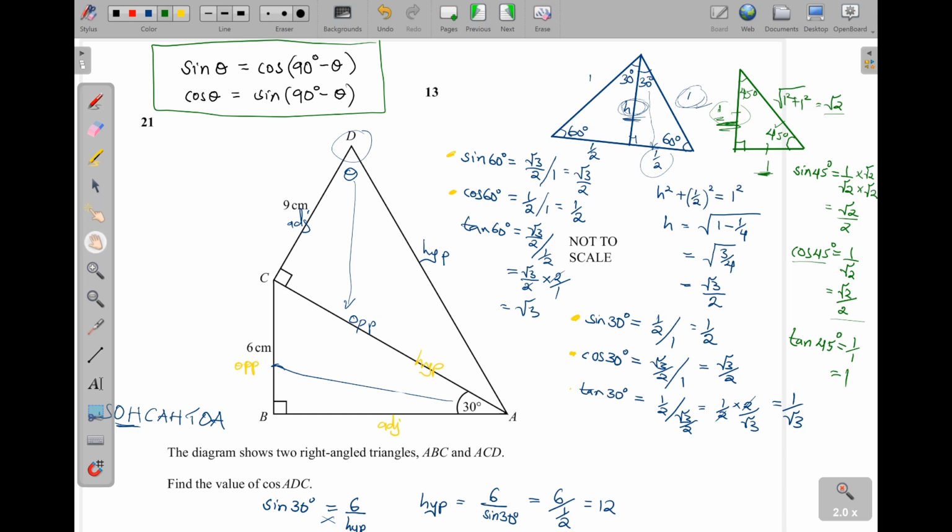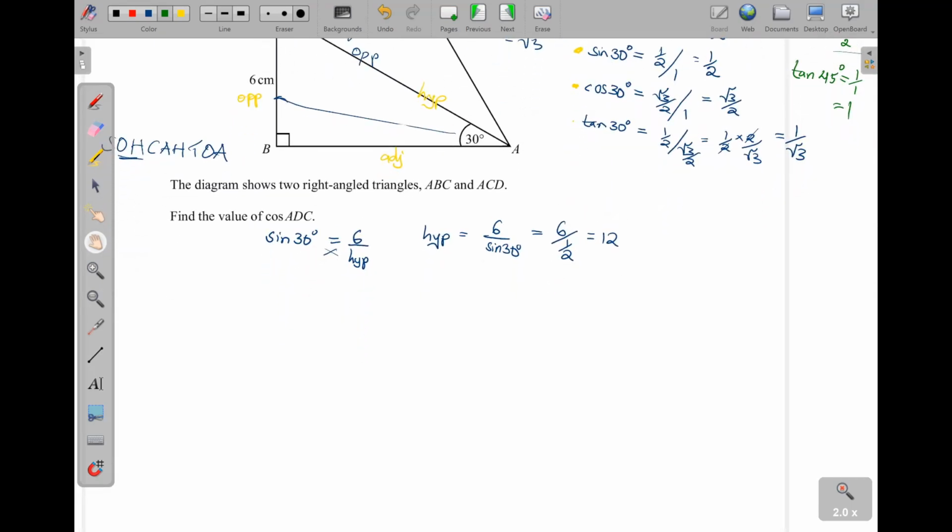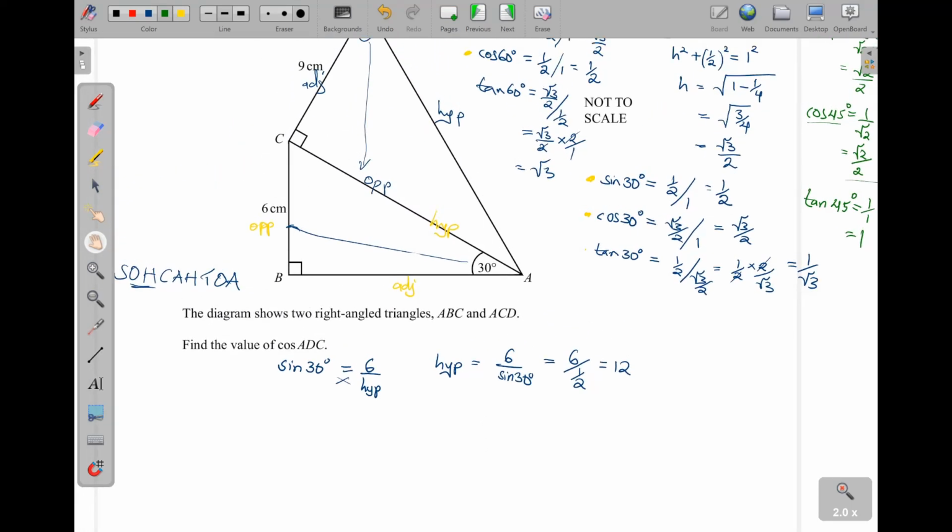Now going back to our question here, find the value of cos of this. Now, remember, we had found our sine of 30 as a half. So the 2 will go up, and then it multiplies with that, because it is going to be 6 over 1, times the reciprocal of a half, which is 2 over 1, which is 12. Then we continue. We have now this triangle here.